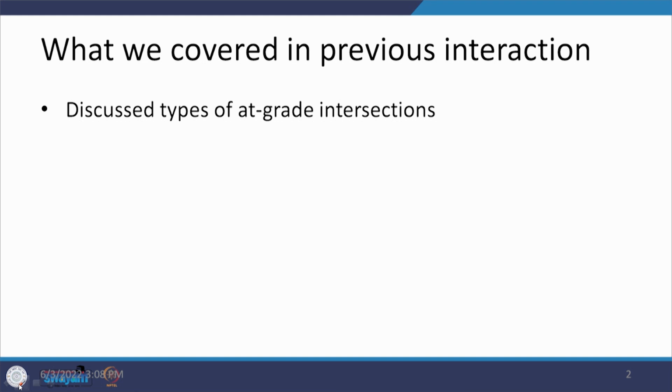Dear students, let us again move into the intersections and see what types of intersections there can be, and what the various shapes of those intersections can be. Once we are done with that, we will go into the details of the elements which need to be provided. We started with the at-grade intersections and looked at the various shapes which can be there for 3-legged or 4-legged systems.